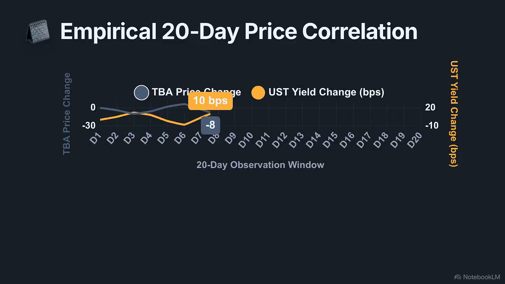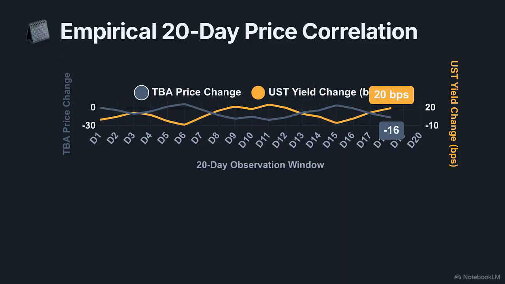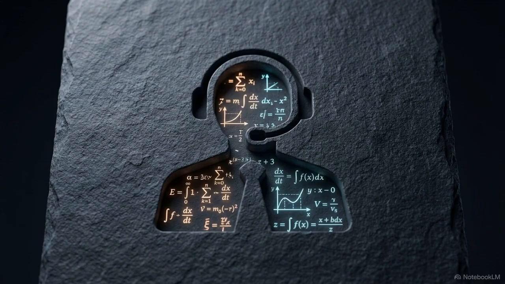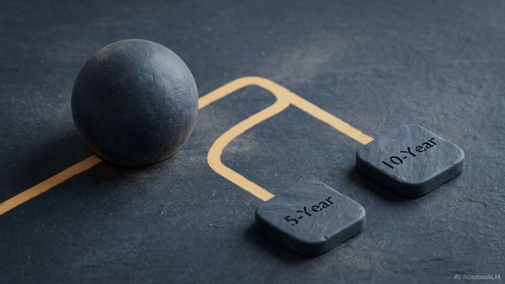Alternatively, the empirical 20-day duration calculates the hedge based on the actual historical price moves of the TBA coupon relative to yield changes over the last 3 weeks. The third option is trader duration, which utilizes a modified relative coupon approach. Once you select the source, you can distribute that hedge across different tenors, like the 5-year or 10-year treasury.